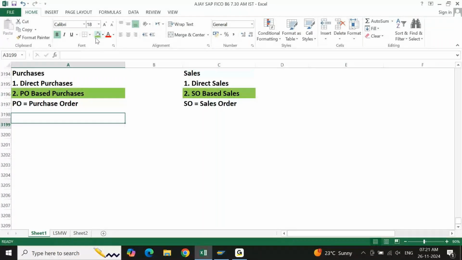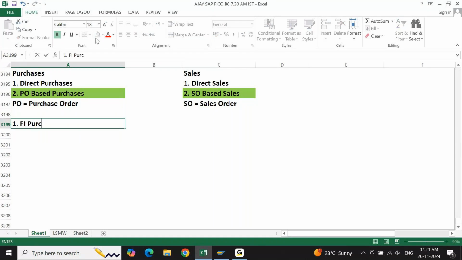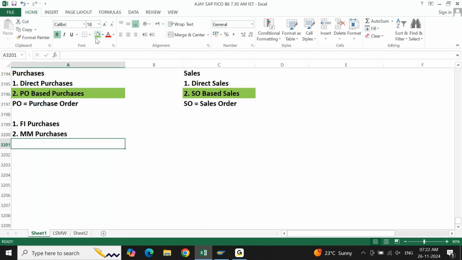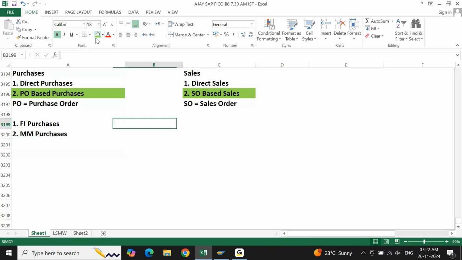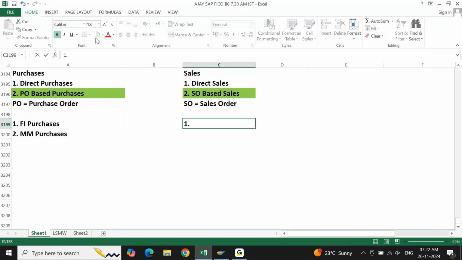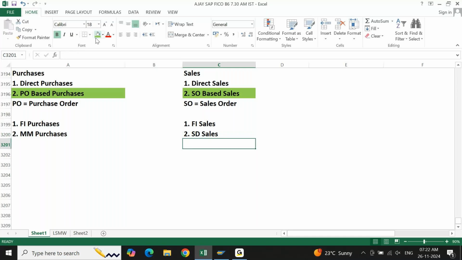Okay. Now, if we classify this further, I'll put point number 1, FI purchases. Point number 2, MM purchases. Purchase directly happening in FI, purchase happening through MM. Similarly, sales, can I mention FI sales? Sales, what else I can put? SD sales. Okay.